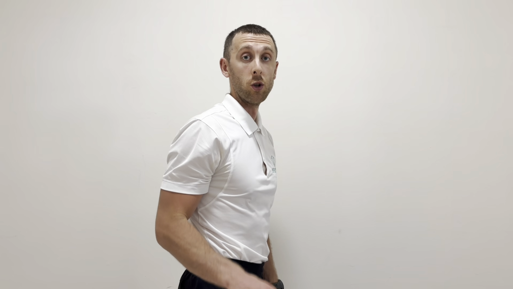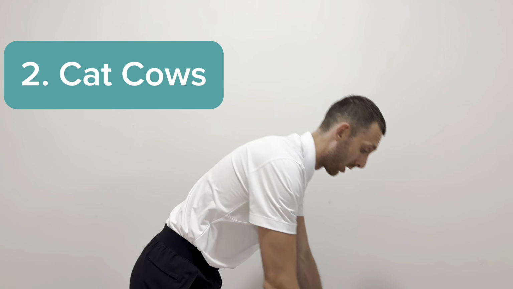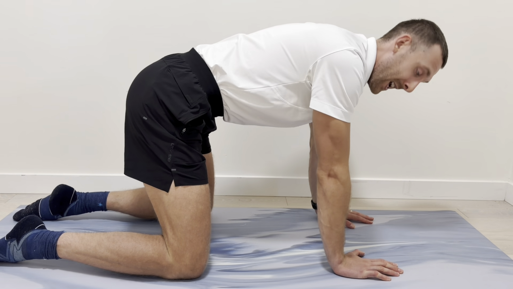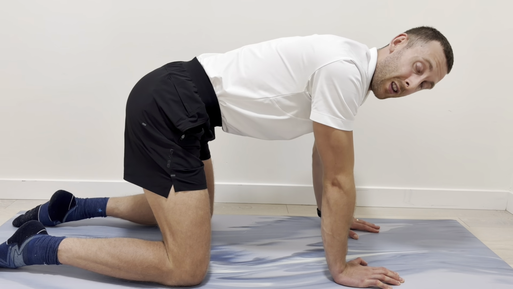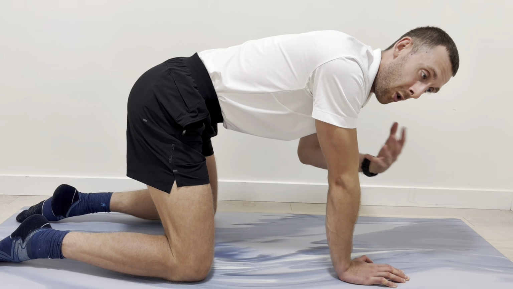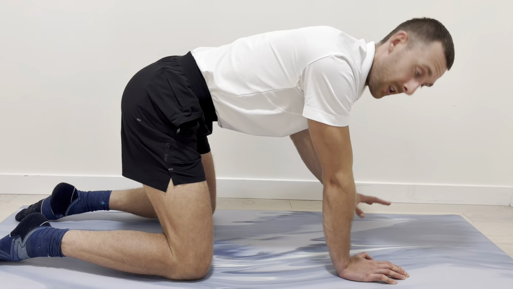Exercise 2, we're going to do some cat-cow. So what this looks like is we're putting our hands under our shoulders, knees under our hips. This is going to be a bit more advanced than the pelvic tilts because now we're working through a bigger range of motion. So it may be a little bit more provocative depending on the stage that you're at.